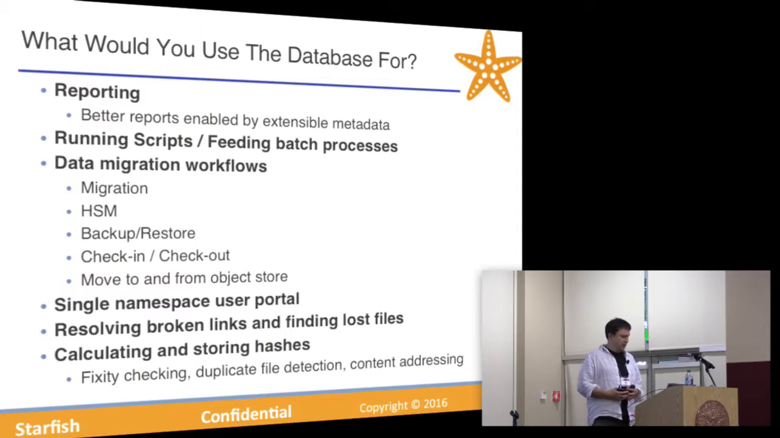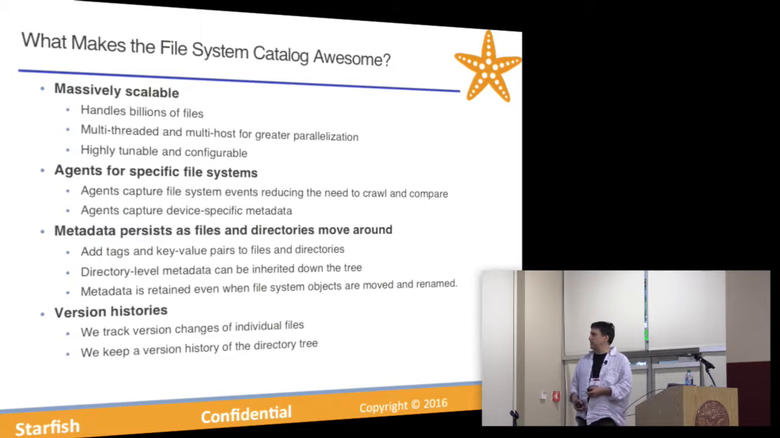You could imagine building a namespace portal where your users can log in and have a GUI interface that shows them where all their stuff is and allow them to do some basic interaction with their file collections. You might resolve broken links or lost files. Like imagine if you could just query the database instead of running a find statement across your couple billion files. And it might just be nice to calculate a hash and have that handy for duplicate file detection, content addressing, or fixity checking. So that's the idea, a big old file system database.